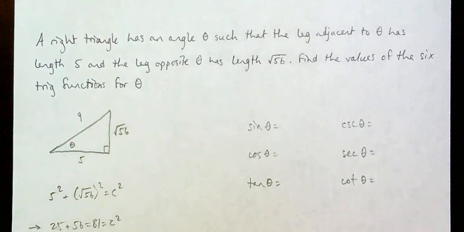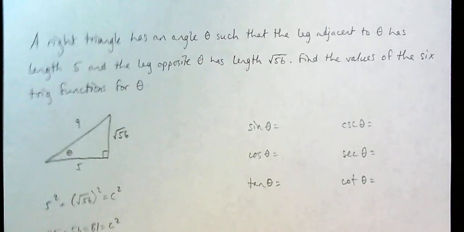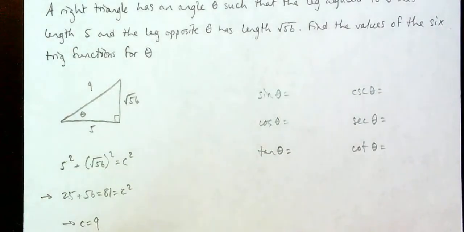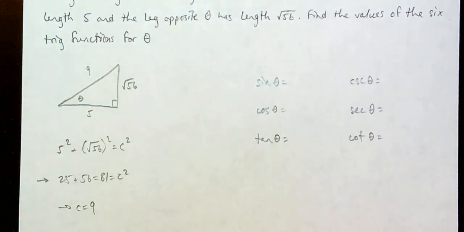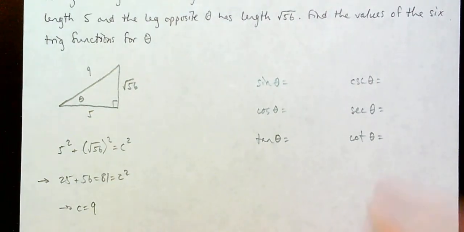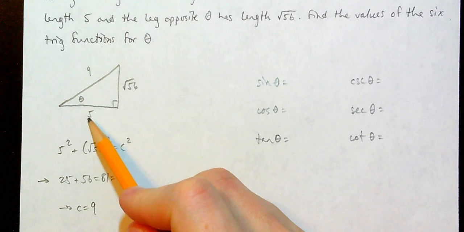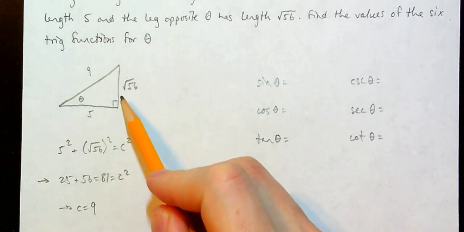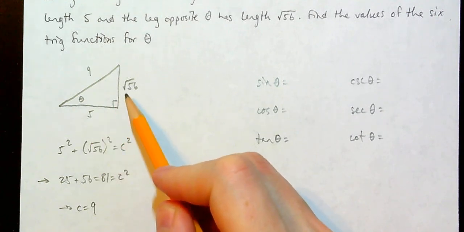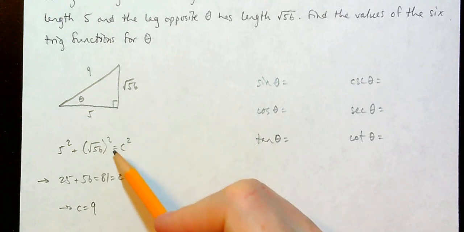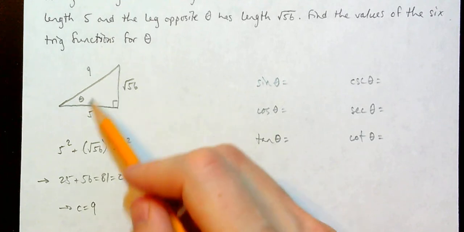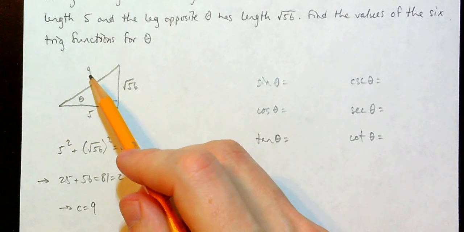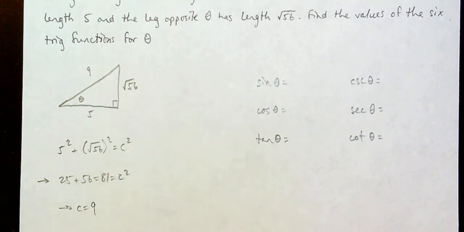Okay, so let's see if you came up with the correct answers here. Here I have my triangle sketched on the left-hand side. Again, the leg which was next to theta had length 5. The leg opposite theta had length the square root of 56. If you use the Pythagorean theorem, you should have gotten the length of 9 for your hypotenuse there. So now we're just going to take these values, substitute them into our formulas, and see what we get.